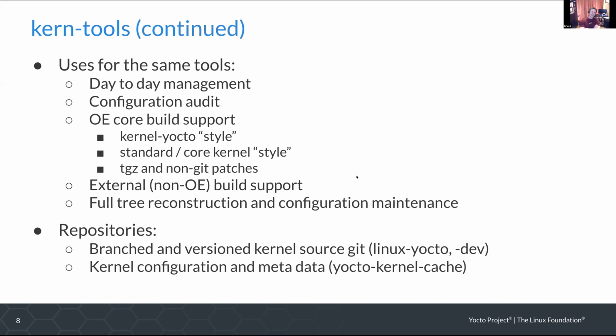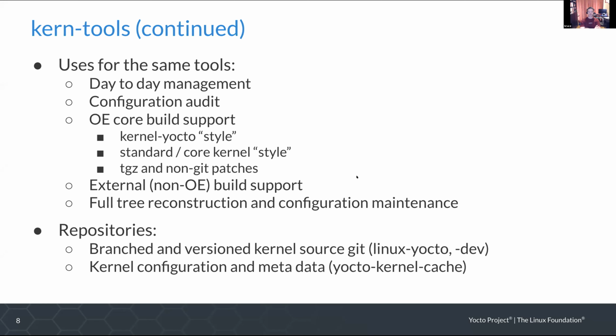The tools actually serve many different purposes. So exactly the same tools are what I use for the day-to-day management of the kernel. They do the kernel configuration audit and reporting. They have OE-Core build support, what you see in the kernel-yocto BB class. They support this kernel-yocto, quote unquote, style build. They can do a standard core kernel style, or they could say work with your tar.gz kernel.org thing and non-git patches. They can handle those different types of builds.